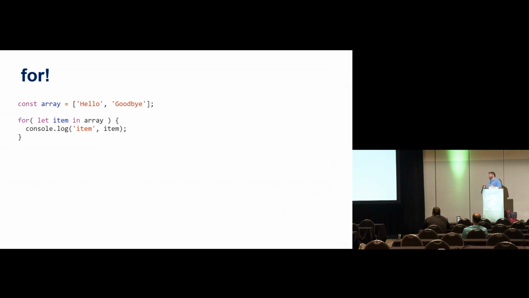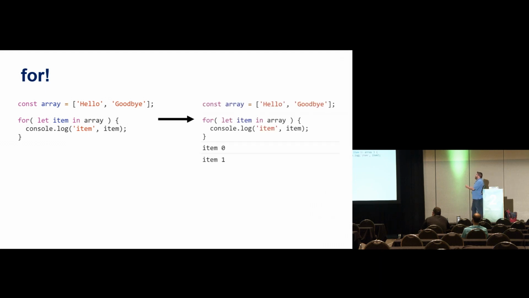Personally, coming from C# with a for each loop, I would expect to see item hello, item goodbye, right? That's not what happens. When you run this, you get item 0, item 1. Because what a for in loop does is iterate over the properties of an object, the indexes of that object. And that's not what I expect. This is workable, I can use this, but if I'm using this, it's almost like, why not just use an old C-style for loop?